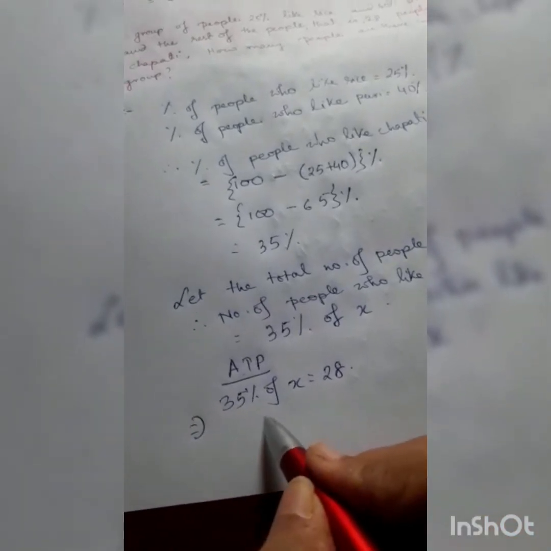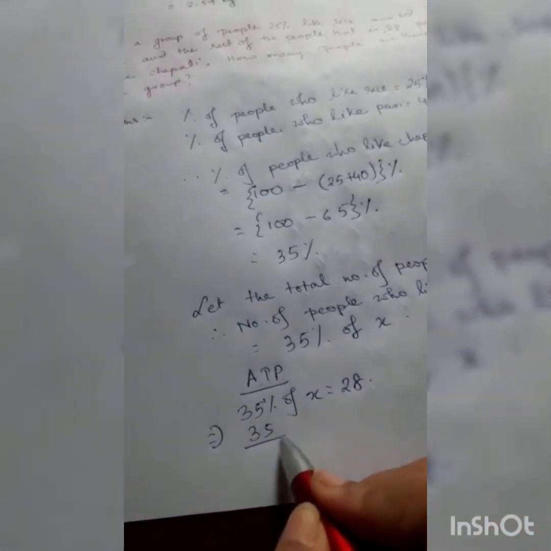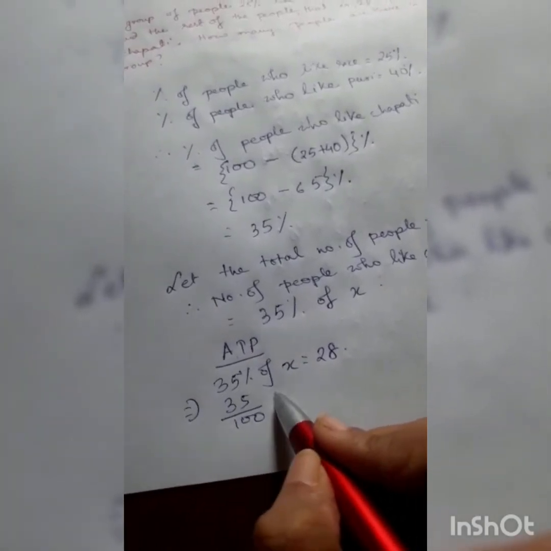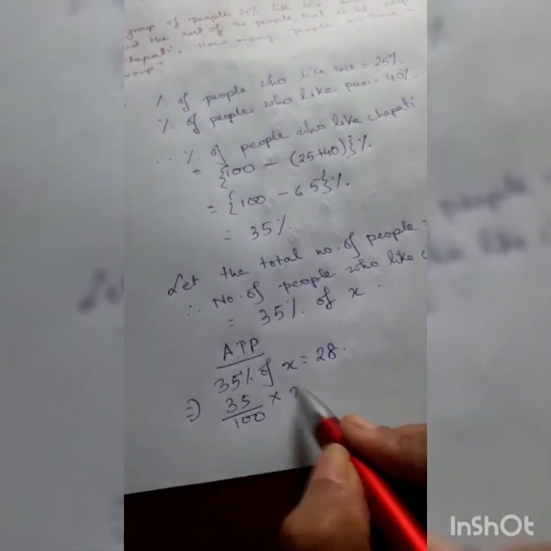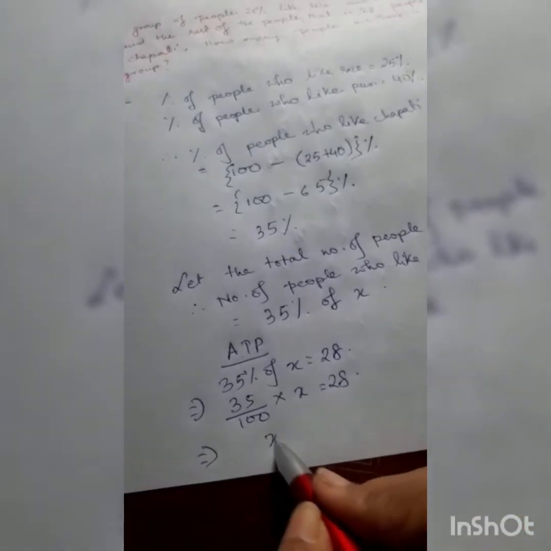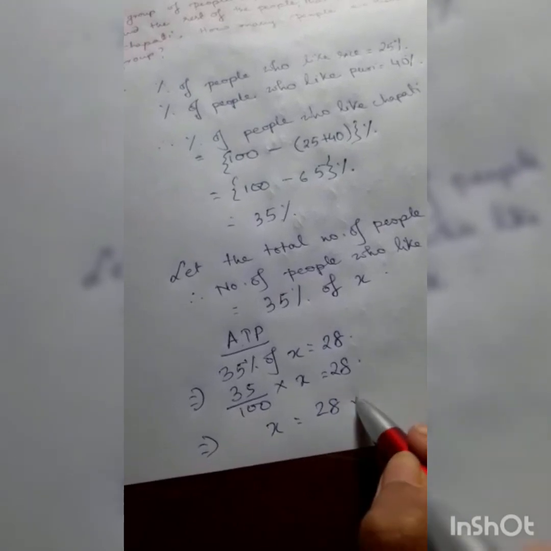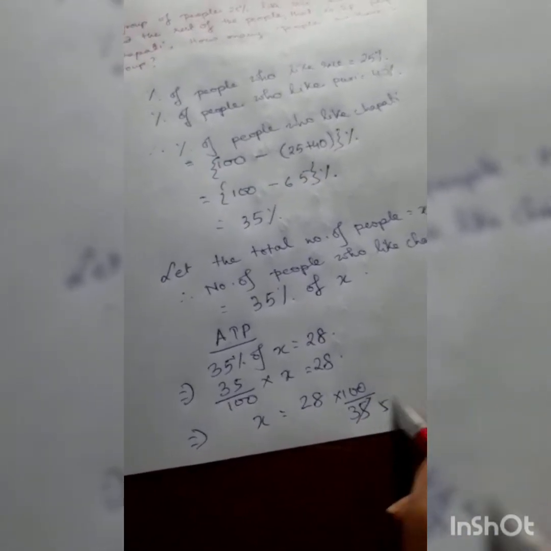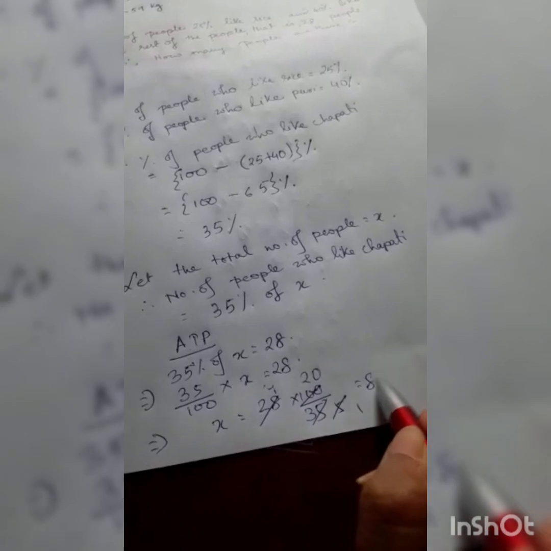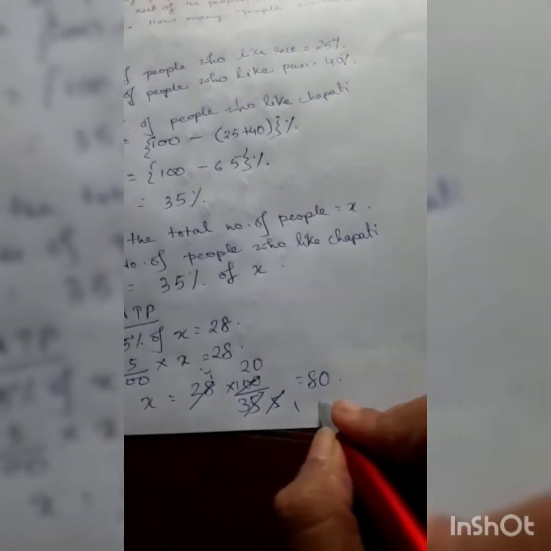So to take out the value of x, I first change the percentage sign by dividing by 100. "Of" will change into multiply, and so we will have the value of x as 28 into 100 by 35. 7 5s are 35, 7 4s are 28, 5 1s are 5, 5 20s are 100. So total people equals 80. That is our answer.